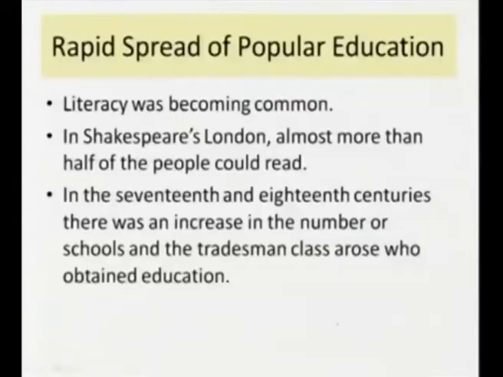The first point in our lecture here was the rise of a standard English, and that was the Midland dialect, East Midland dialect, or what we call the London English. So, there was then the rapid spread of popular education. Literacy was becoming common. In Shakespeare's London, almost more than half of the people could read. In the 17th and 18th centuries, there was an increase in the number of schools, and the tradesman class arose, for whom obtaining an education also was immensely important.